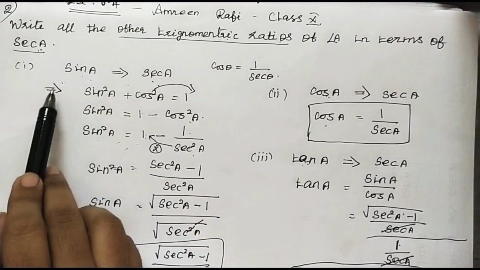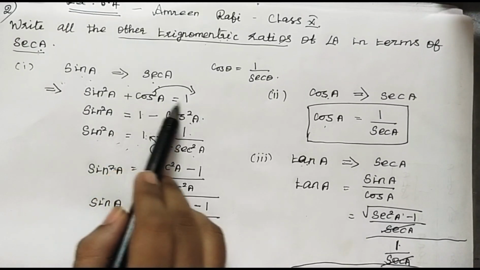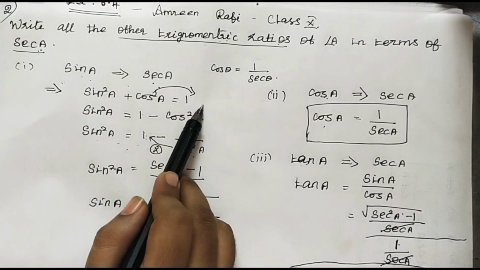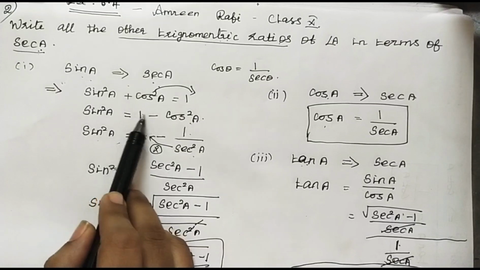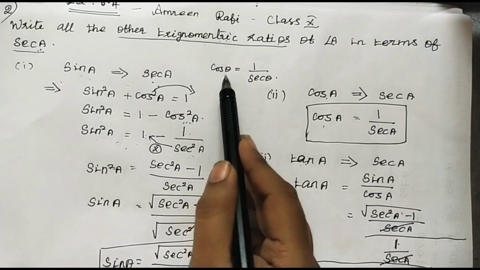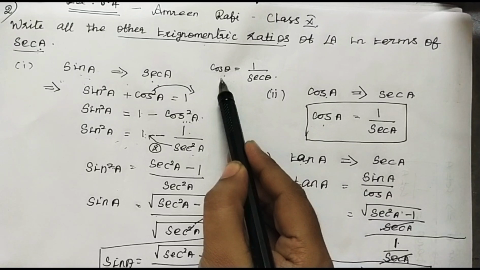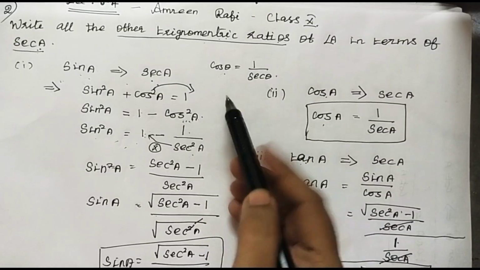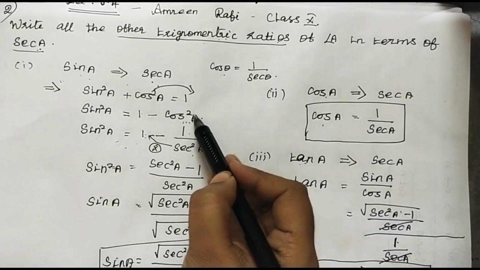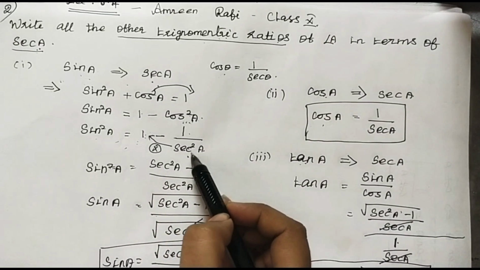We know very well the first trigonometric identity: sin squared A plus cos squared A equal to 1. Transfer cos squared A from left hand side to right hand side. Sin squared A equal to 1 minus cos squared A. The reciprocal of cos theta is already known: cos theta equal to 1 divided by secant theta. So cos A we can write as 1 divided by secant A. Here it is squared, so I am writing square. So 1 minus 1 divided by secant squared A.